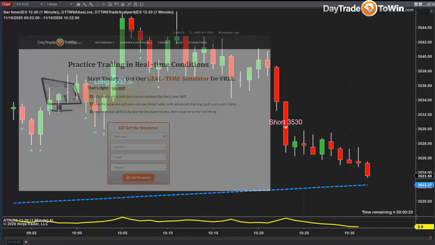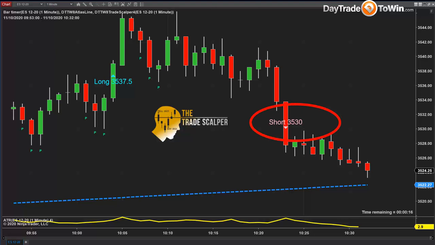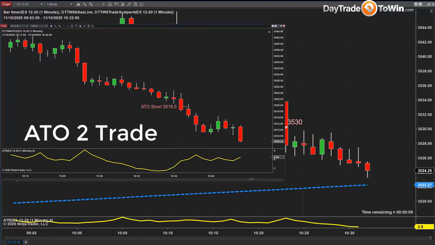Now, as you can see, the market is starting to go down. 35.30 was the most recent short opportunity. I couldn't take that signal short, and I couldn't take that signal long as well. That happened a little bit earlier. The at the open method already occurred. It was a successful trade. Again, I couldn't take that trade because I was in a class.